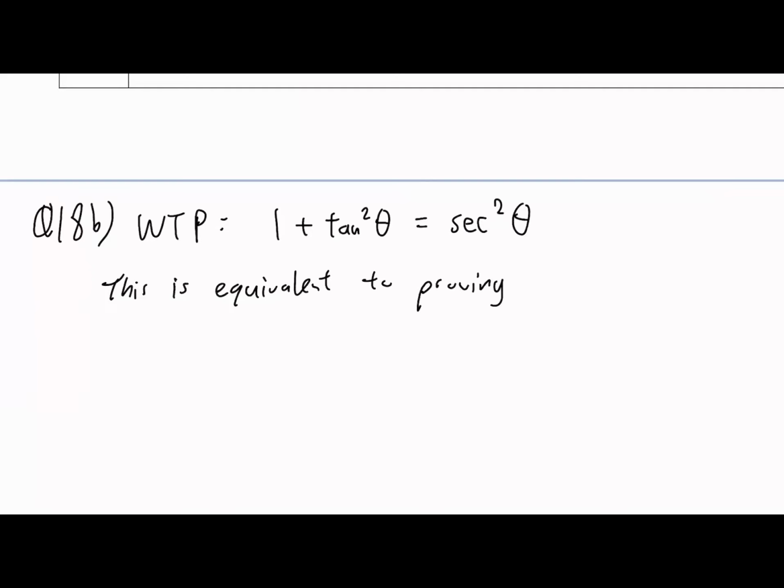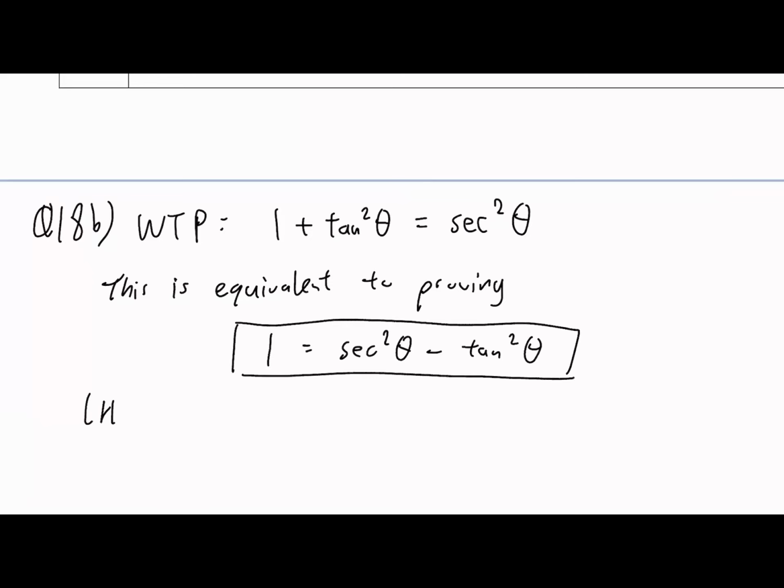proving 1 equals secant square theta minus tangent square theta. Then from there, you write this down. Then you have LHS equals 1, RHS equals secant square theta minus tangent square theta.